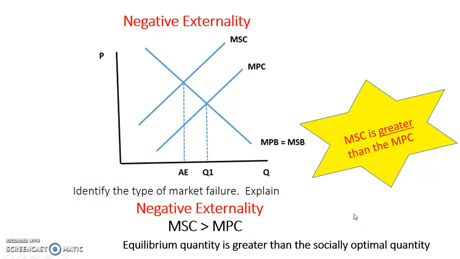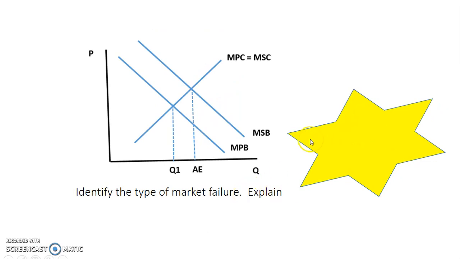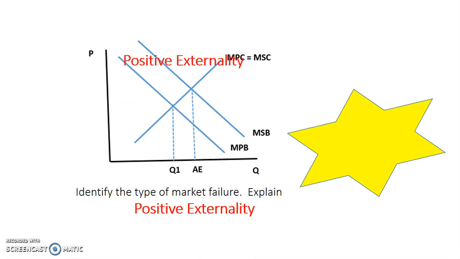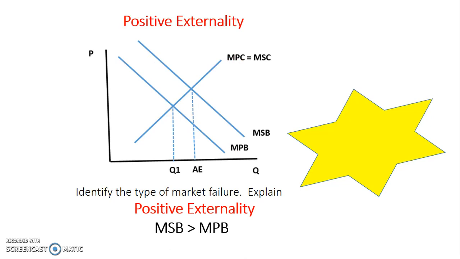Okay, so if given the same type of question, but with a graph that looks like this, now the MPC equals the MSC, so our problem is that we have an MPB here that is below the MSB. So when it asks us to identify the type of market failure, we've got a positive externality. And then for our explaining, again, we're utilizing the relationship of the same curves.